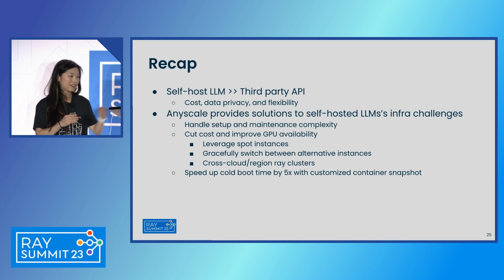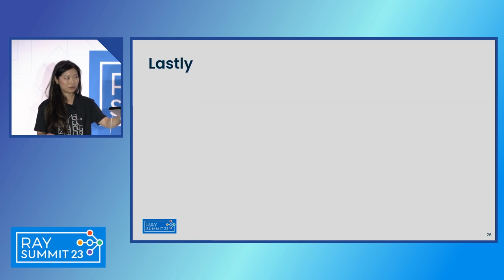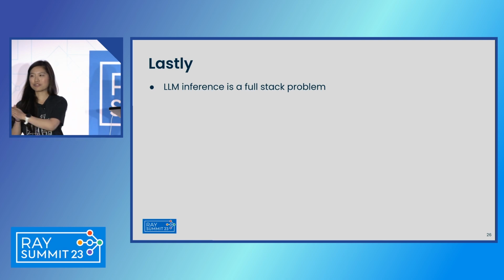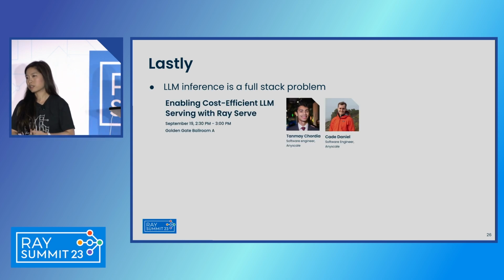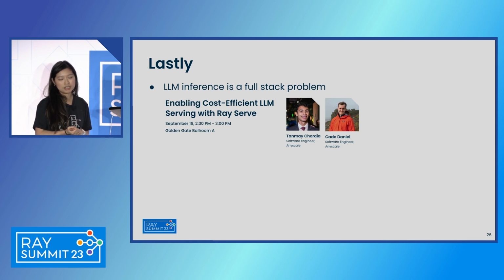So before I end this talk, I also want to point out 2 things. One thing is LLM inference is really a full stack problem. So today we focused a lot on the infrastructure perspective, but really there are many layers above that also contribute to how you serve your LLM model cheaper and better. So if you're interested in topics, for example, like speculative decoding, continuous batching, or model multiplexing, I recommend you go to this talk tomorrow by our coworkers Tammy and Kate about how Ray Serve can enable you to do more cost-effective LLMs.